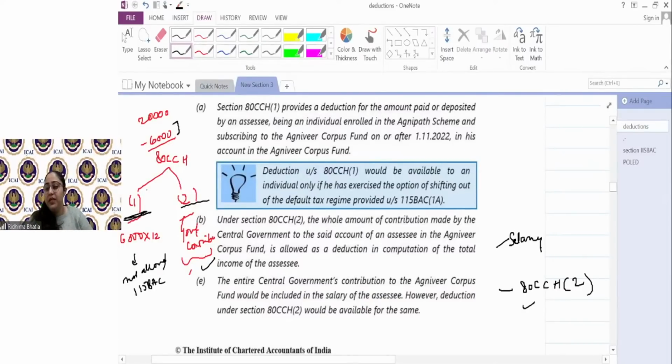The next section which we'll begin now is 80DD. But before going to 80DD, I want to take you to another section which is 80U. If anyone has any doubt, guys, then we'll move ahead.